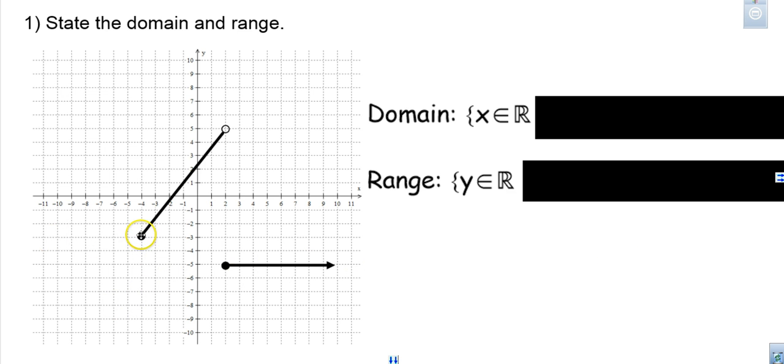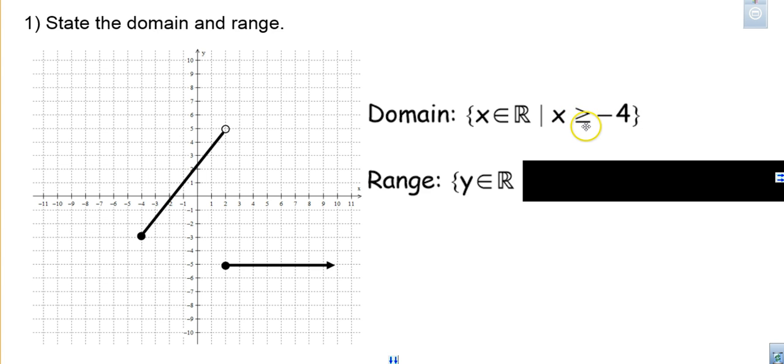So if I take a look at this, the smallest x value that I have is -4. And then we do have all the x values greater than that because I can travel to the right here, we have all those x values. Now there is an open circle here where x equals 2. But down here we have a closed circle for this piece of the function, so that means x equals 2 is included in the function. So for the domain, x will be greater than or equal to -4. We have all the x values from -4 and greater.